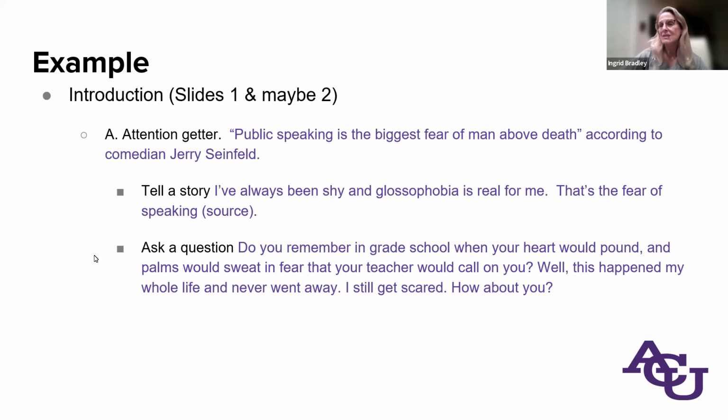You can even select something like this story, this anecdote, and make that your chosen verbal citation. And the way to do that would be according to, and name your source. I've always been shy of glossophobia, and it's real for me. And according to such and such source, the definition of glossophobia is the fear of speaking. So you can see where you have woven the source into your story.